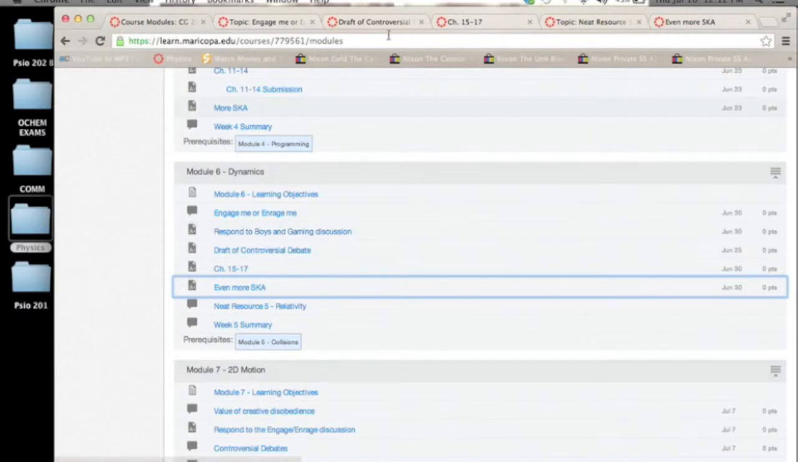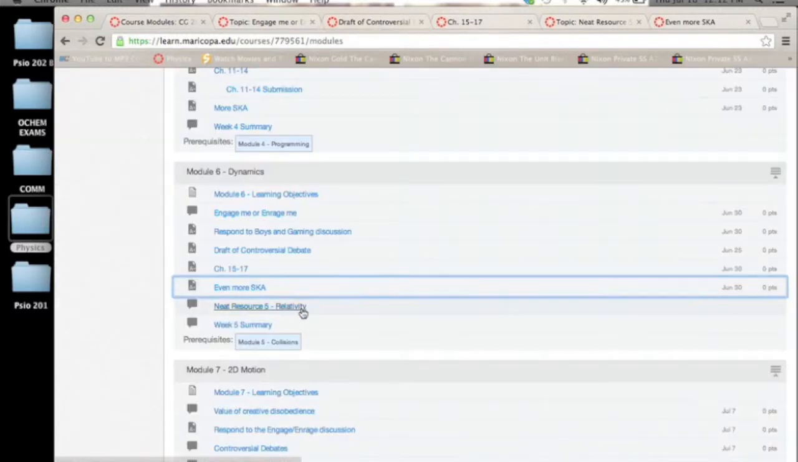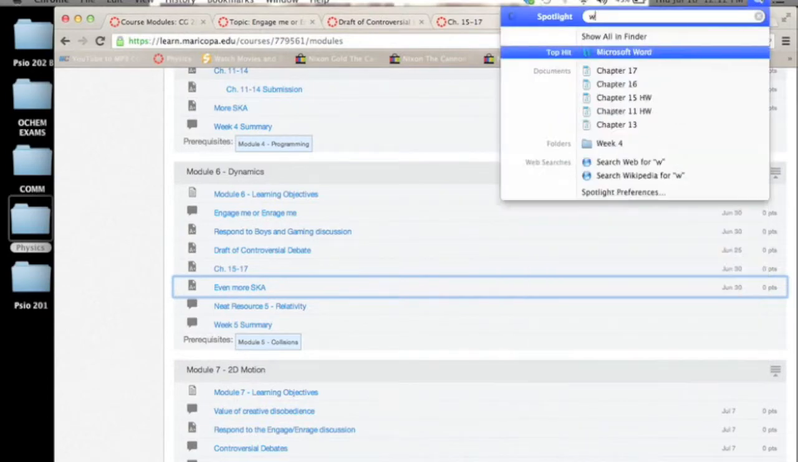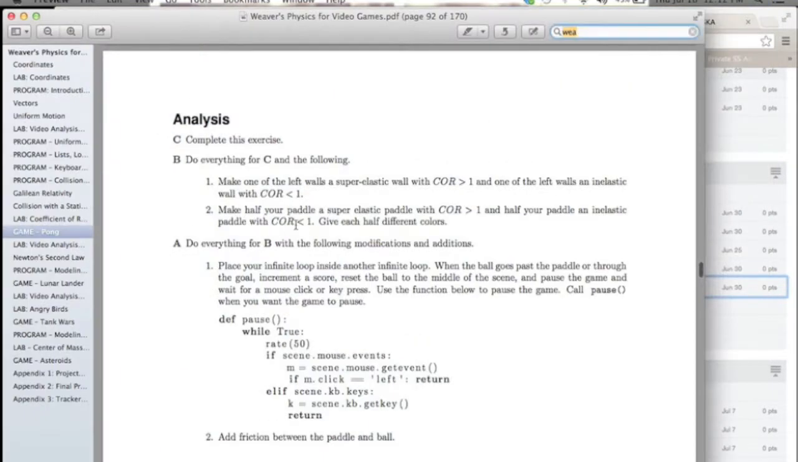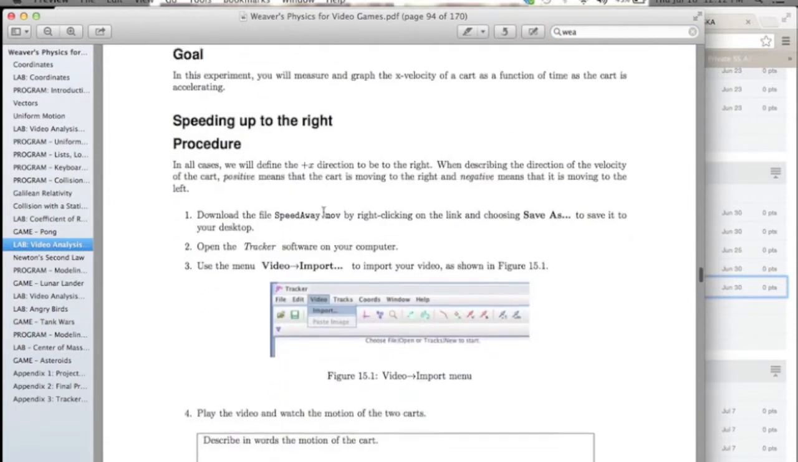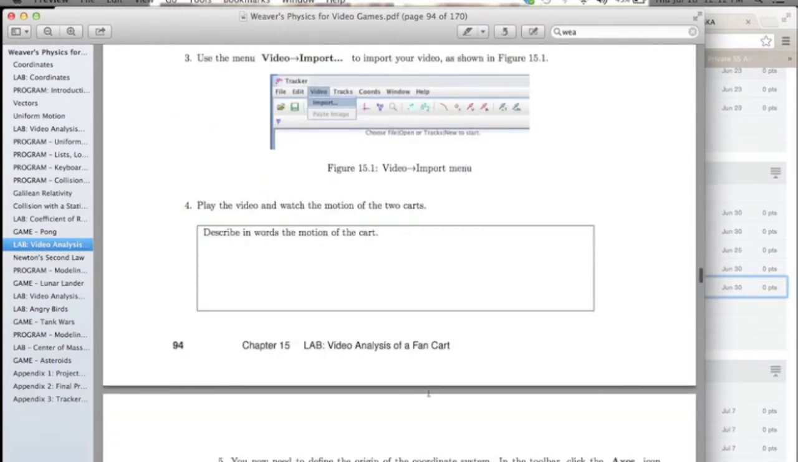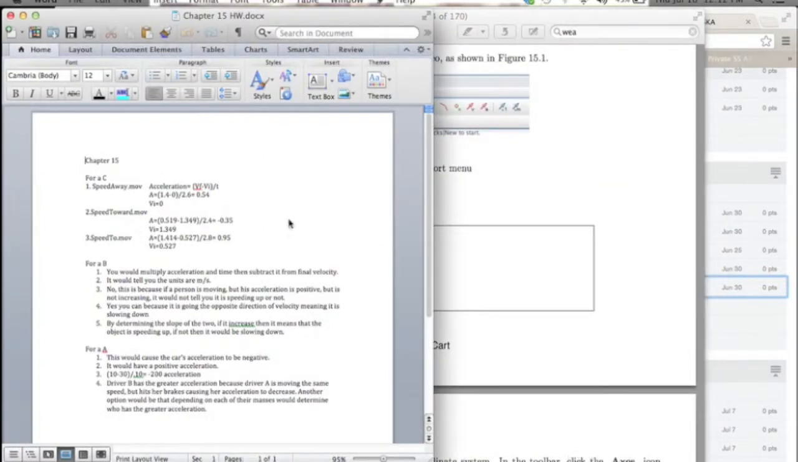Then we had to post a draft of our controversial debate and turn that in with some minor research. We go into chapters 15 through 17 on Weaver's assignment. So let me pull that up. Here we go into video analysis of the fan car, using Tracker and speeding away. I had to answer some questions based on chapter 15, and here it is.